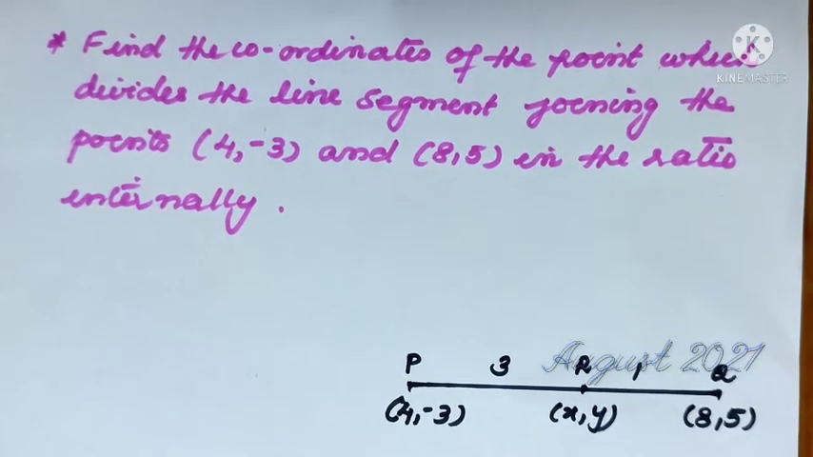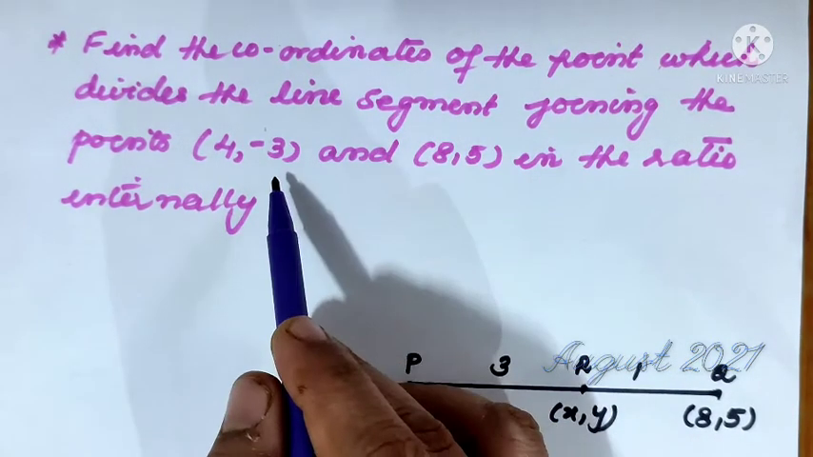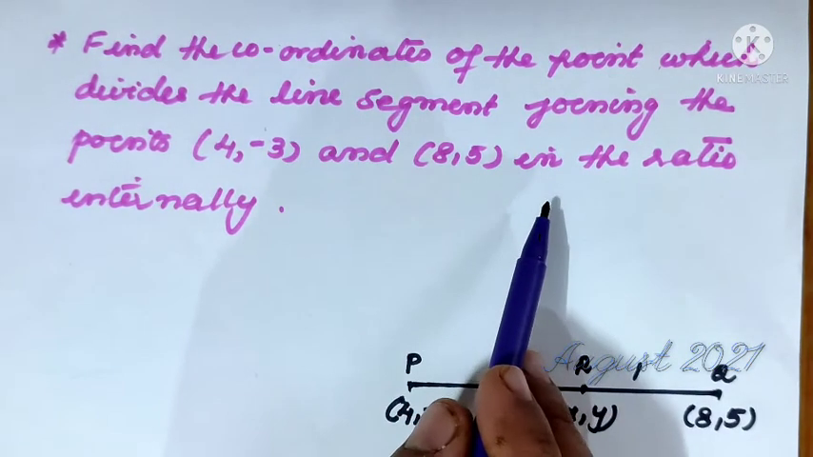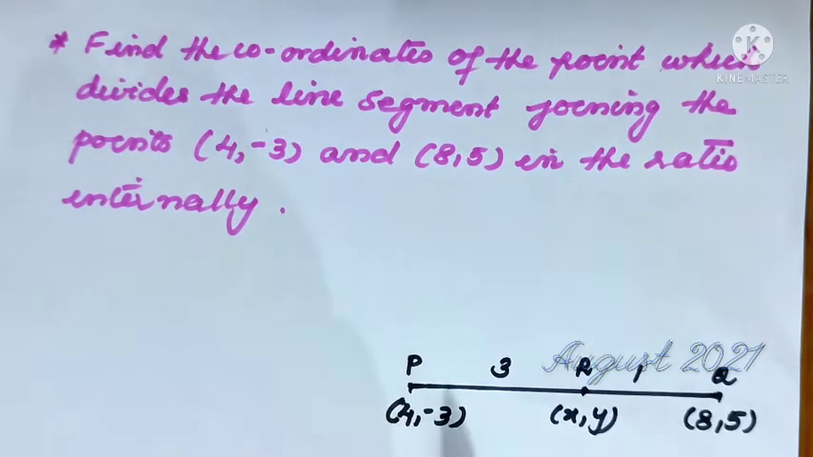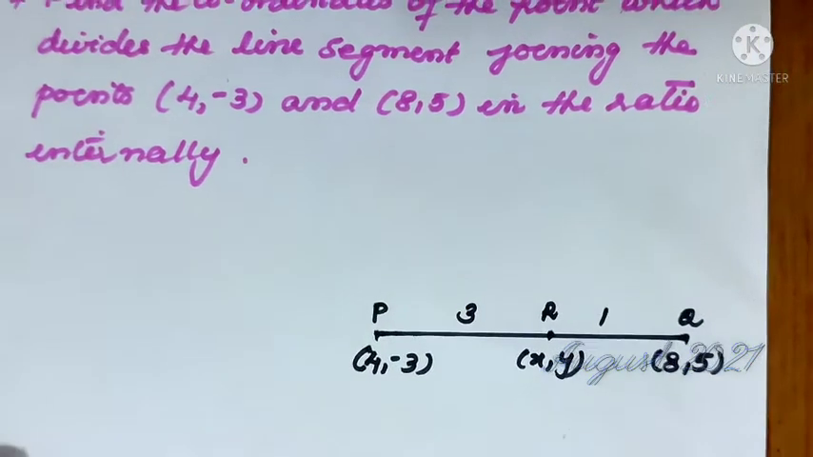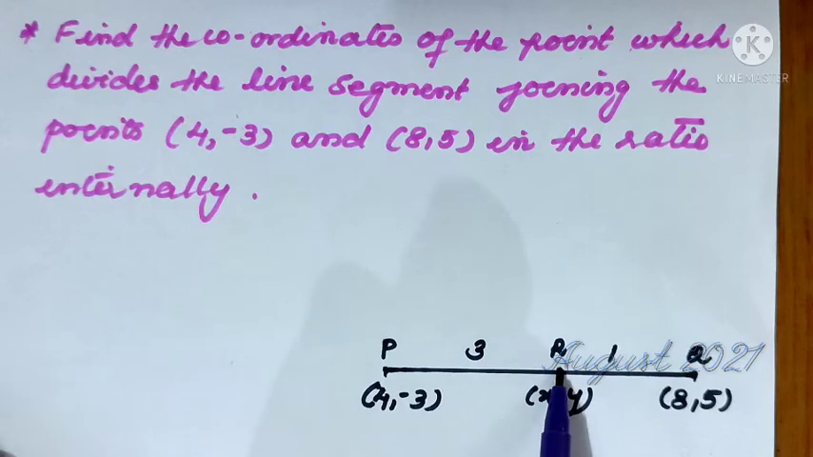Good morning children. Problems based on section formula. Find the coordinate of the point which divides the line segment joining the points (4, -3) and (8, 5) in the ratio internally. The diagram is already drawn here. From there you can understand the meaning of the question. That is the line; find the coordinate of the point.